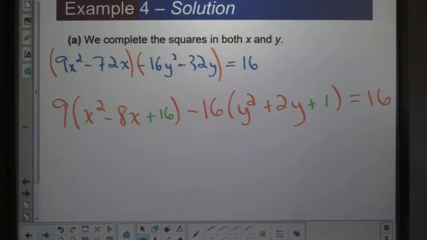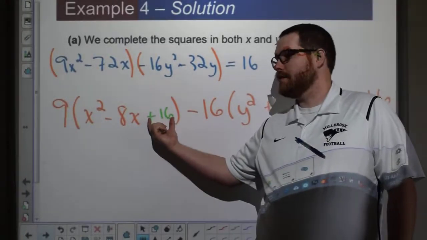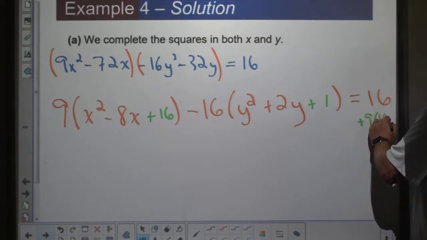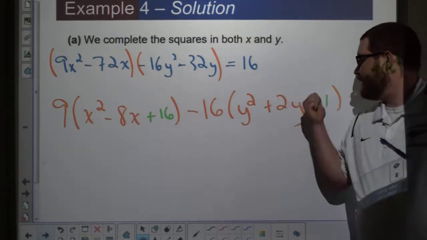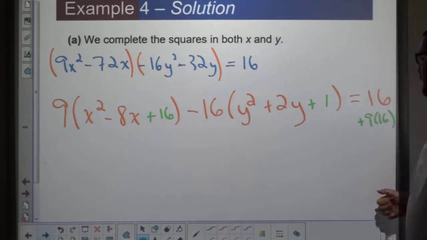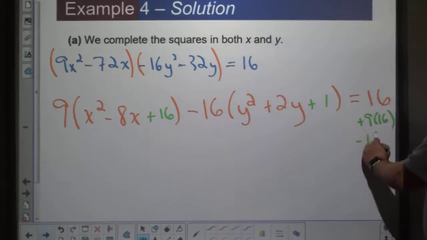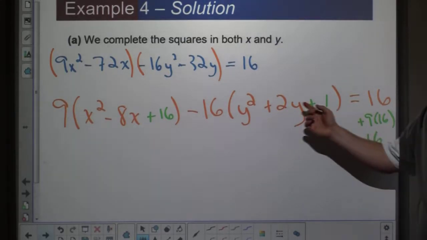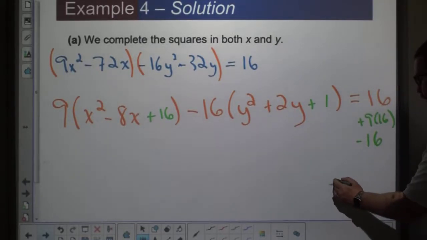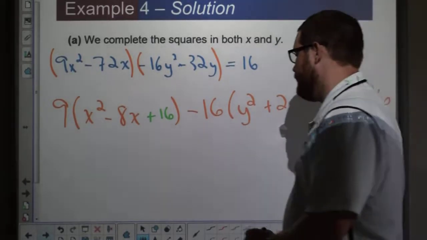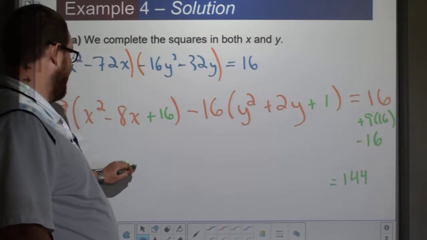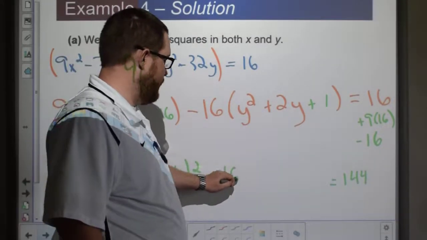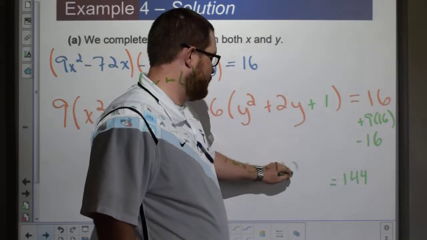So on this side, I have to balance what I've just done. I didn't just add 16. I added 9 times 16. So let's add 9 times 16 over here. On this side, I didn't add 1. I added 1 times negative 16. So let's add 1 times negative 16. If you clean all that up, you get a 144 on this side. And on this side, you get 9 times x minus 4 squared minus 16 times y plus 1 squared.